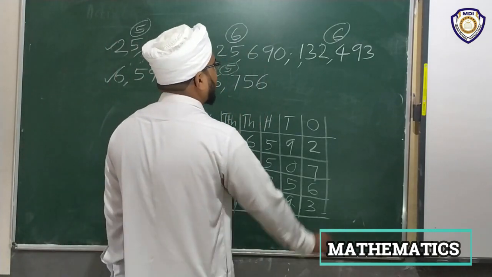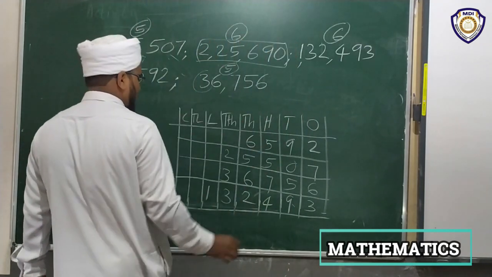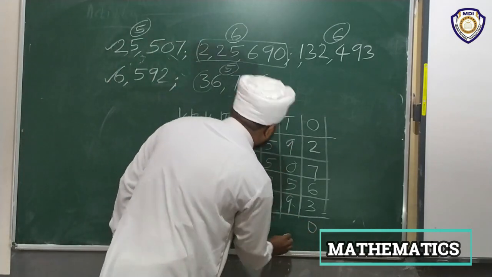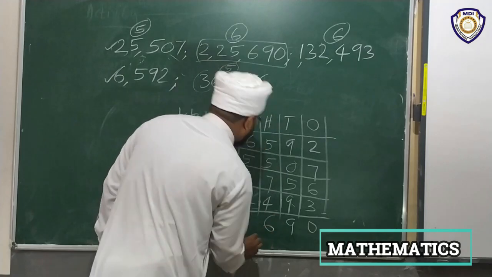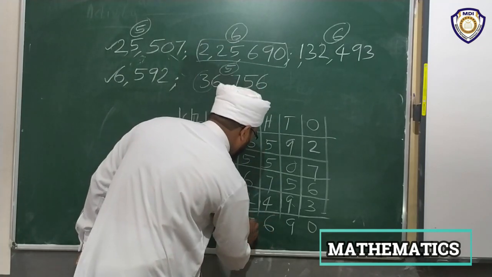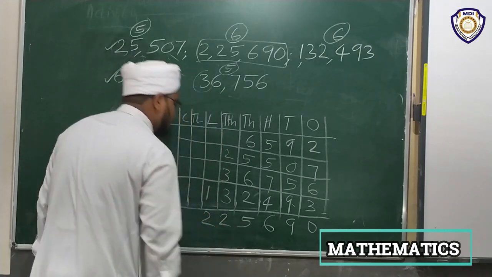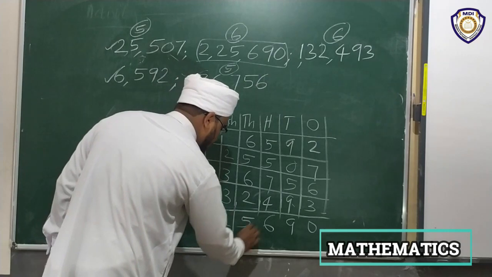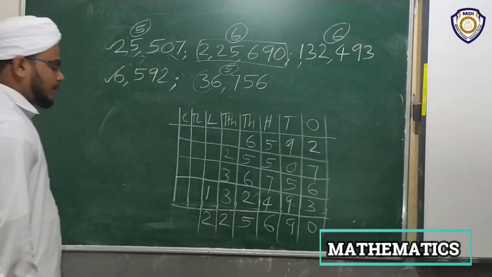Okay. Then this is the largest number. So we write it below: 0, 9, 6, 5, 2, 2. This is the place value table.